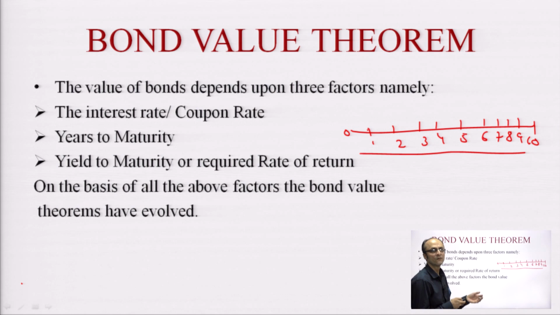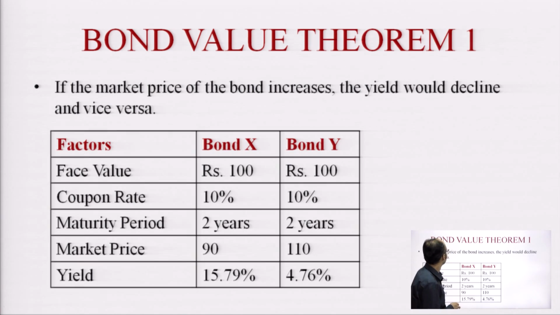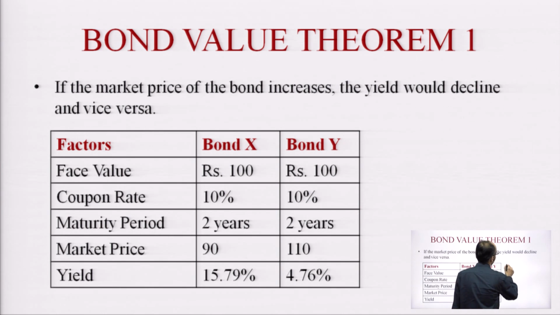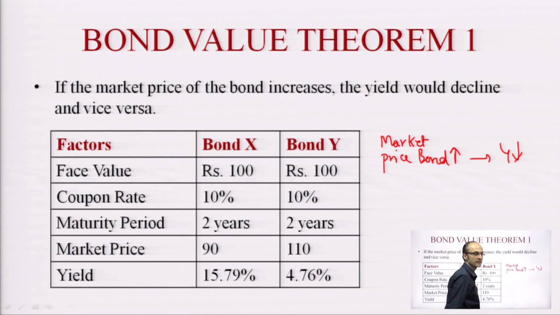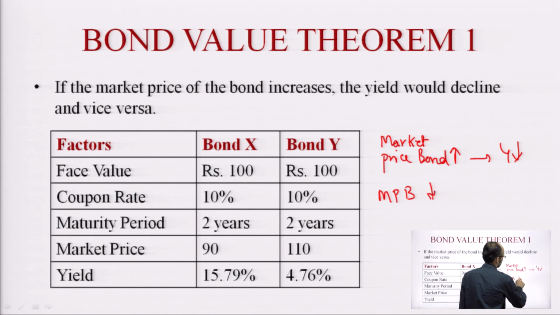Let us see the first bond value theorem. The first bond value theorem states that if the market price of the bond increases, the yield would decline. It simply states that if the market price of bond increases, its respective yield will decline, and the reverse will be the case if the market price of the bond decreases, its respective yield will increase.